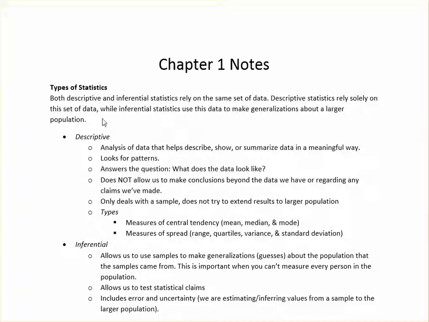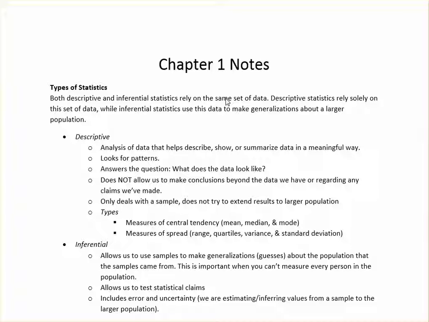So we're going to start with types of statistics. Both descriptive and inferential statistics rely on the same set of data. So in general, our types of statistics are descriptive and inferential. The important thing here is that they both rely on the same set of data. So if you have a set of numbers, let's say I did a survey of our Math 113 class, I could do both descriptive and inferential statistics with the data from that survey.